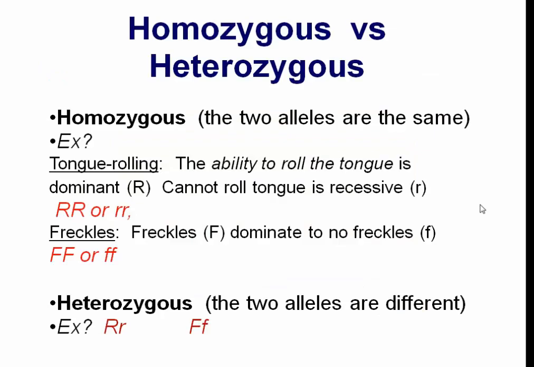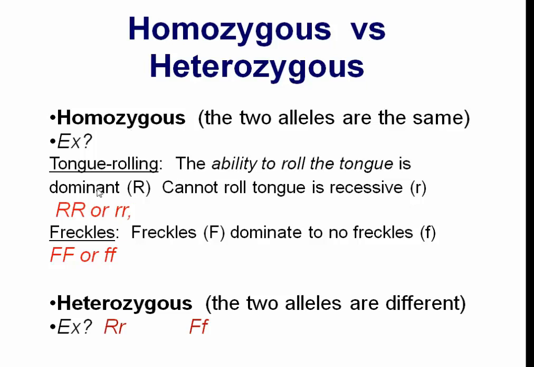So let's look at some of your things on your handout. Let's look at tongue rolling. And by the way, all of us have used this to teach genetics forever because it's fun and easy. But as you do your research at the end of this, you'll find out there's some problems with it. It's really not a true trait. It's definitely impacted by genetics, but you'll find out. All right, so homozygous, 2 alleles are the same.